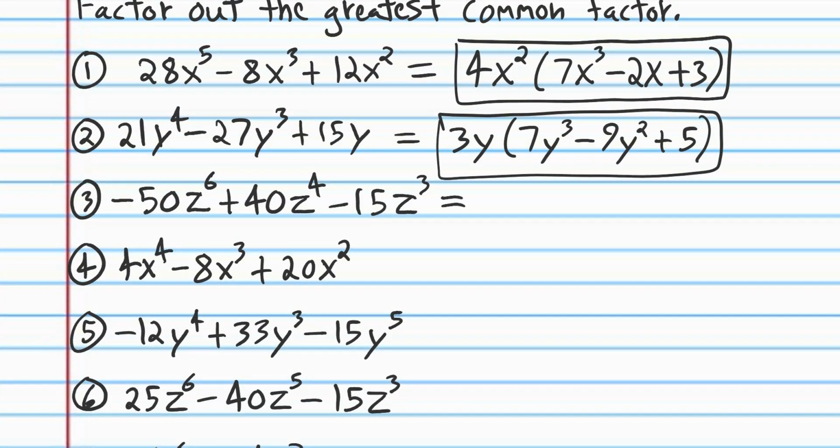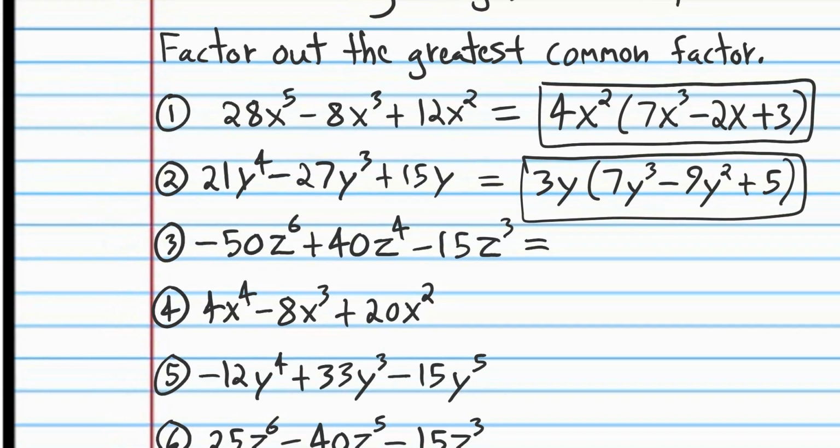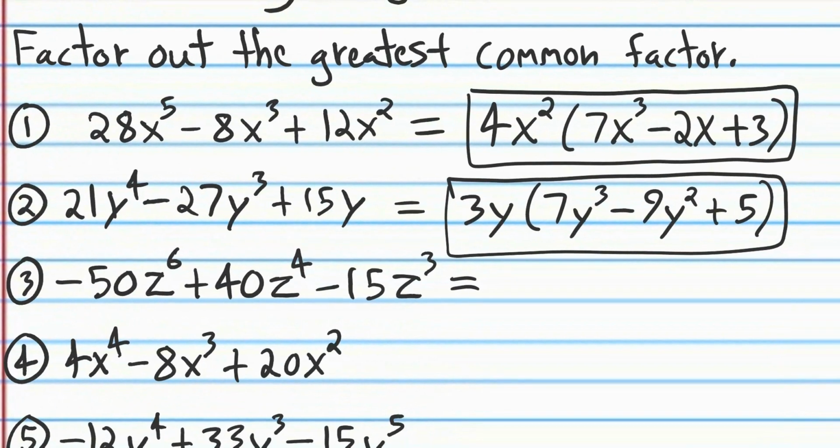So what number goes into 50, 40, and 15? You want the biggest number that goes into all those. Now, by the way, I want to mention real quick here, 2 goes into all these numbers. Isn't that true that 2 goes into all those numbers? But 2 is not the greatest factor. It's not the greatest common factor. 4 is the greatest, so you're always looking for the biggest number.